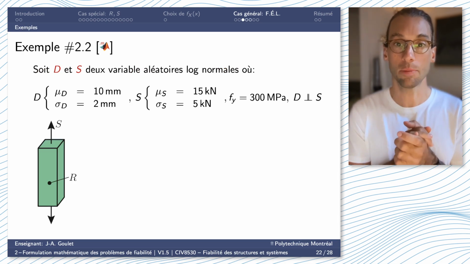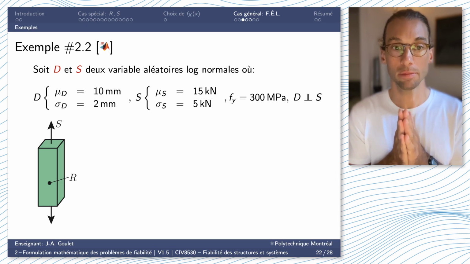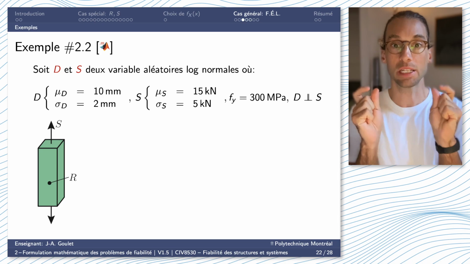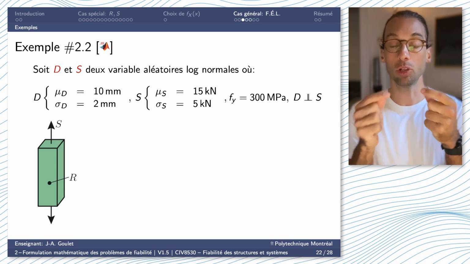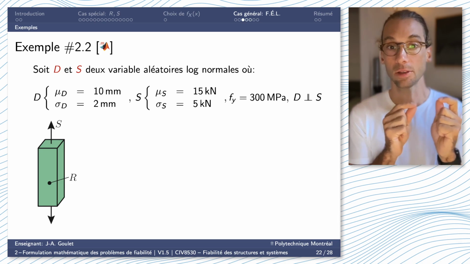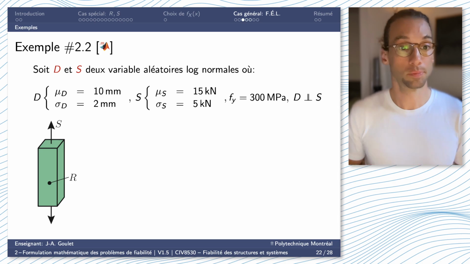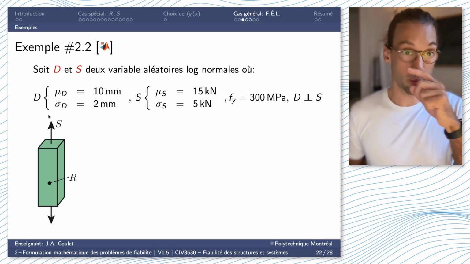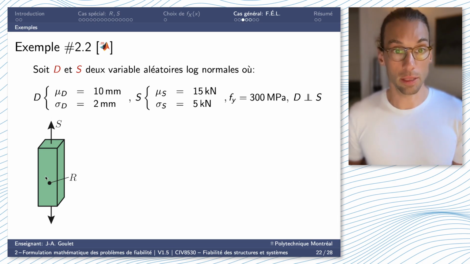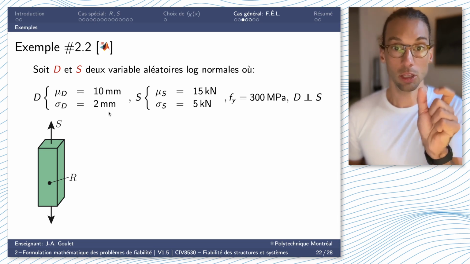Okay, so let's look at an example. How can we now formulate a reliability problem not as having R and S as explicit random variables, but having variables involved in the definition of either R or S, or both, as random variables? In this case, we have D, the dimension of my bar. I can assume that the dimension has a mean of 10 millimeters and a standard deviation of 2. This is the dimension itself of the bar.